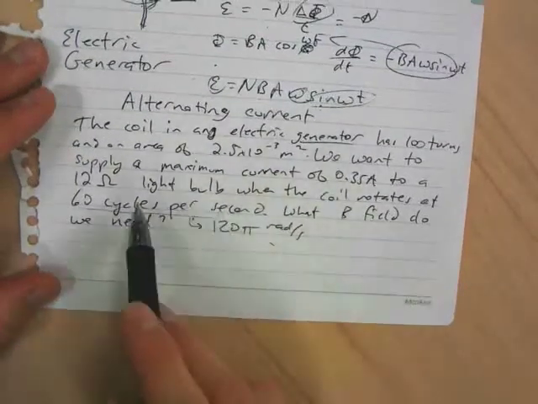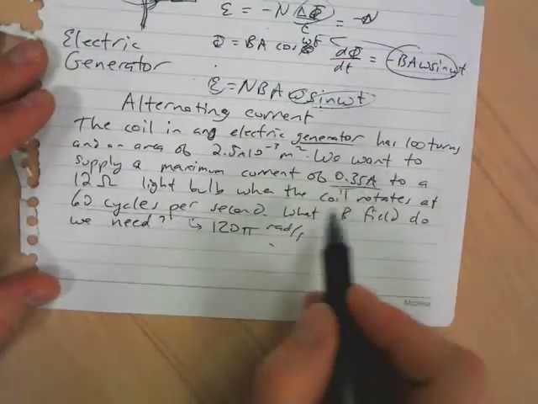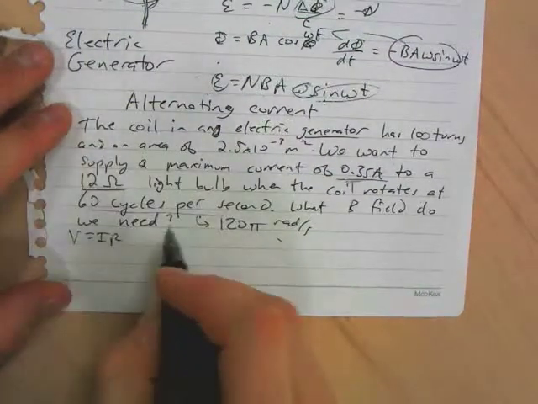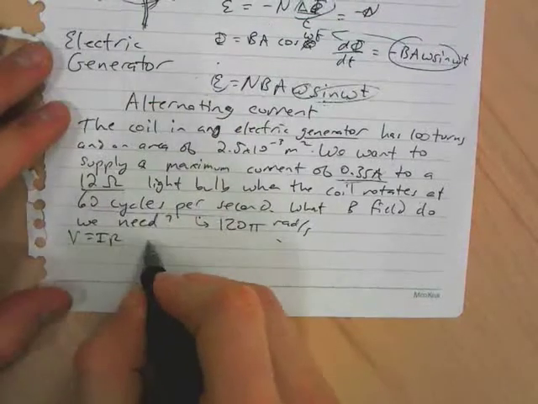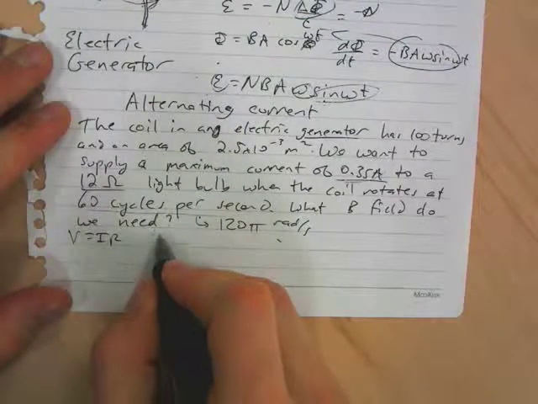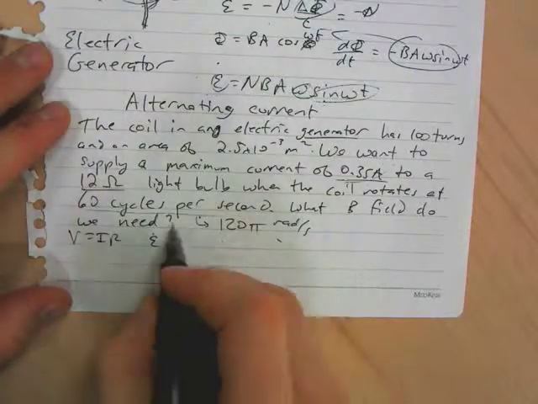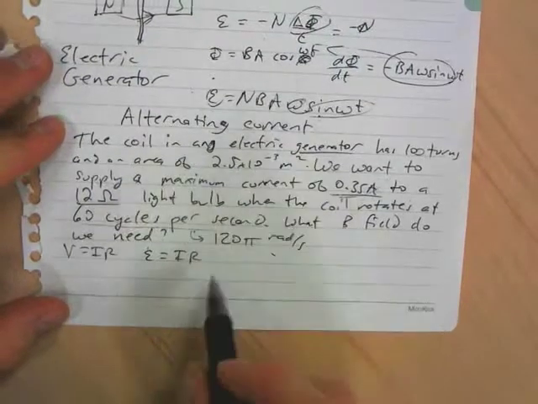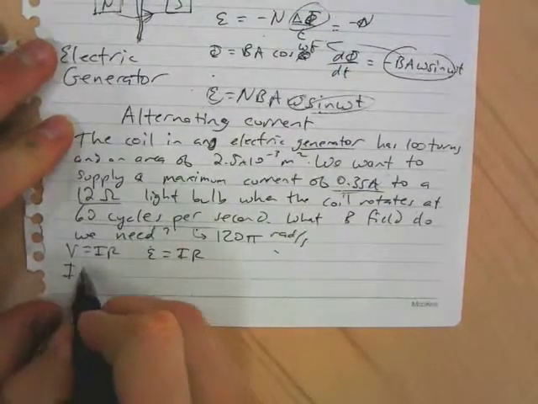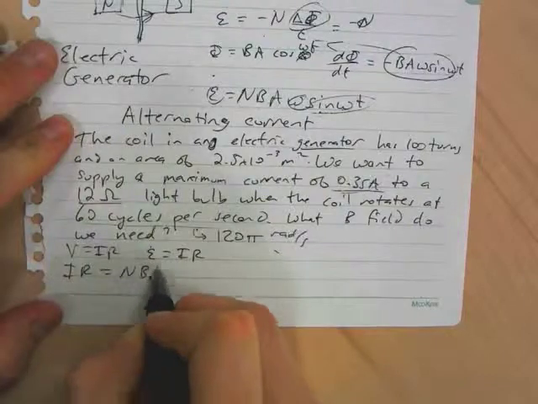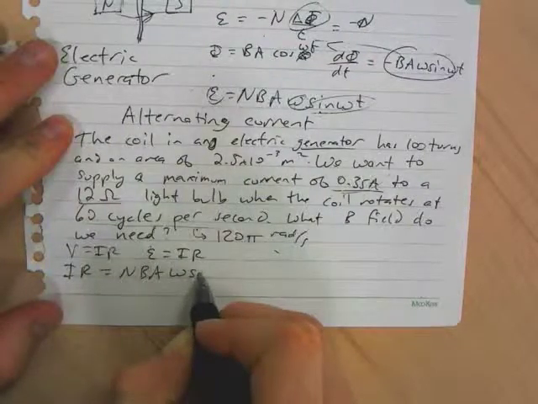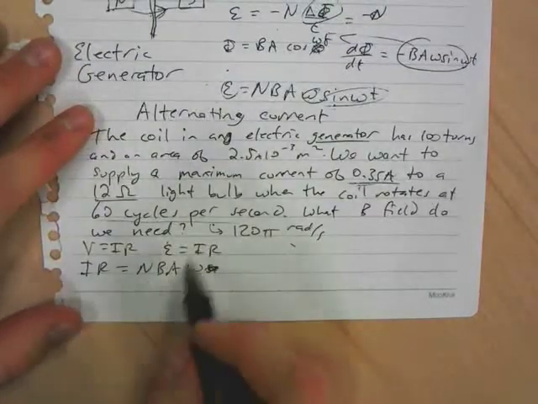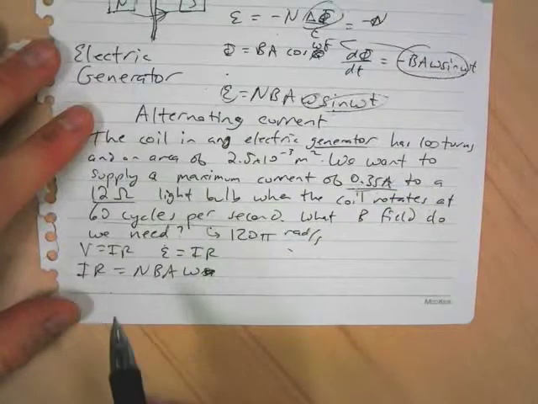We need to know that we want this current, we want a 0.35 amp current to a 12 ohm light bulb. We know V equals IR, and so in this case our V is our EMF, and so the EMF we want is just equal to that current times R. And then from there, to find what B field we want, we can say IR equals NBA omega, and we don't want the sine omega t because we said maximum current, and so we can make this sine omega t equal to 1, which is when we have the maximum current.